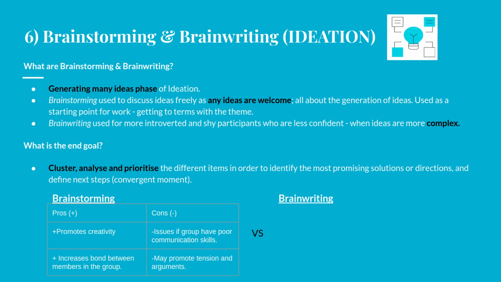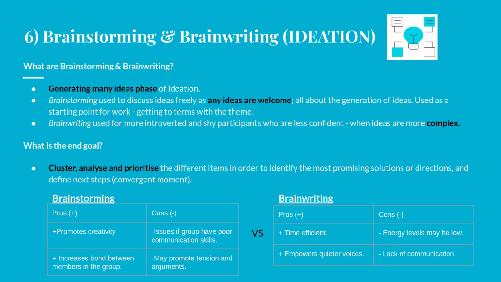Pros for brainwriting are that it is a time-efficient method, especially with larger groups, more so than brainstorming methods. Another pro is that it empowers quieter voices, as mentioned before. Cons for brainwriting are that energy levels may be low, as this method is typically conducted in silence, so there could be problems with motivating the group. The group can hinder the maximum potential of idea generation in this aspect.